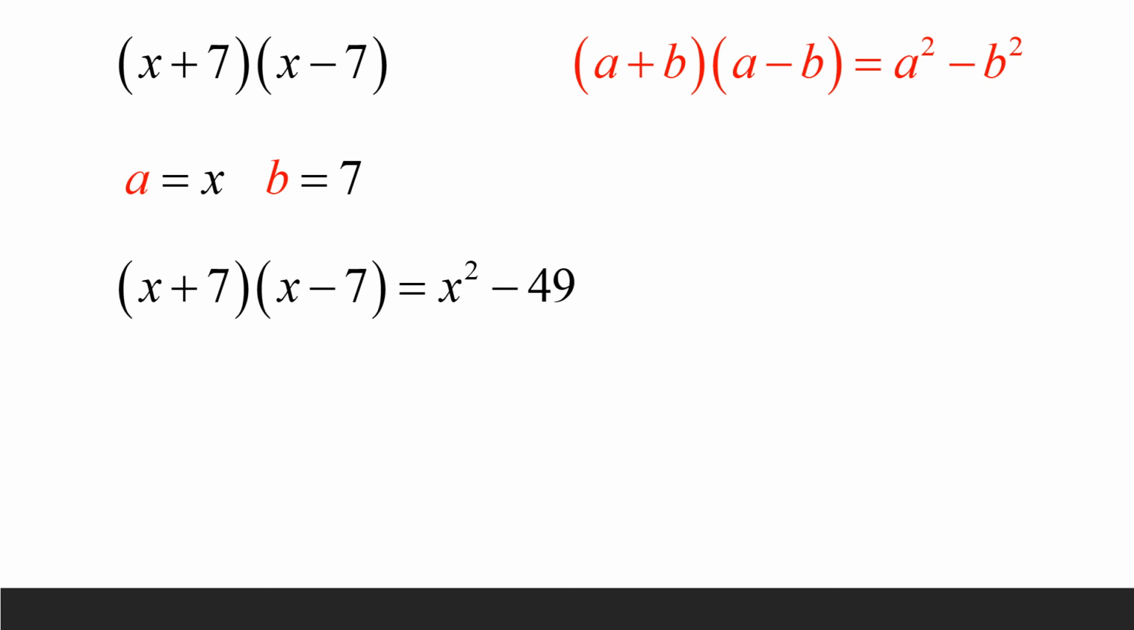So once again, you could still do this out by double distributing if you have trouble remembering the pattern. But this is kind of a handy pattern because it's easy to recognize, and it's a very simple short pattern to remember. It'll also help you when we work backwards and we start factoring.